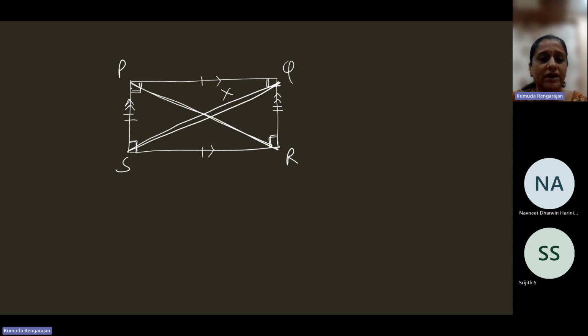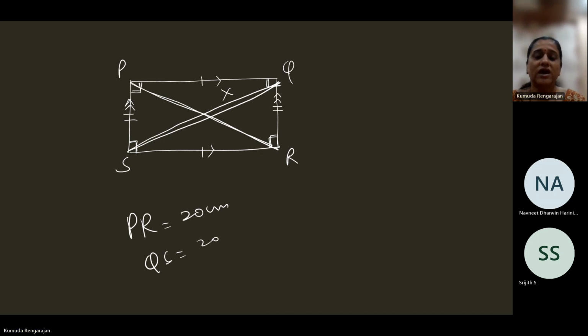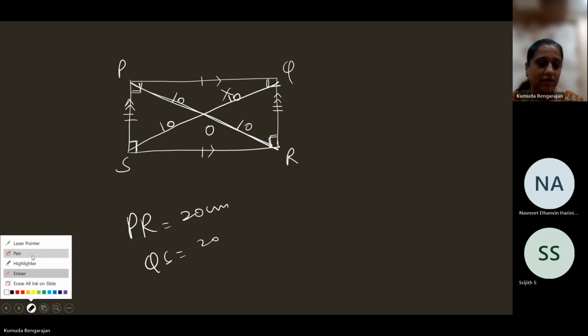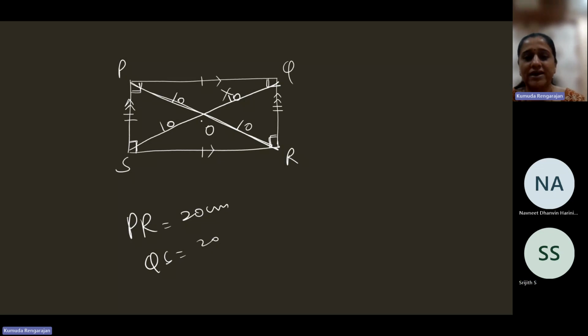Now the diagonals are equal, right? So if PR is say 20 centimeters, then QS also will be 20. And we know diagonals bisect each other, no? So it will be 10 here, 10 here, and 10 here and 10 here also. Yes or no? Yes, ma'am. Because diagonals are equal, 20, 20, but they bisect each other.